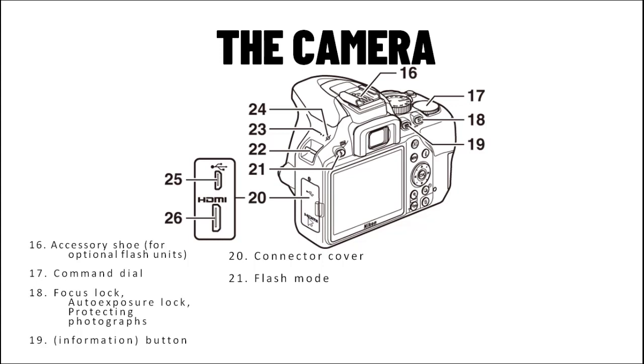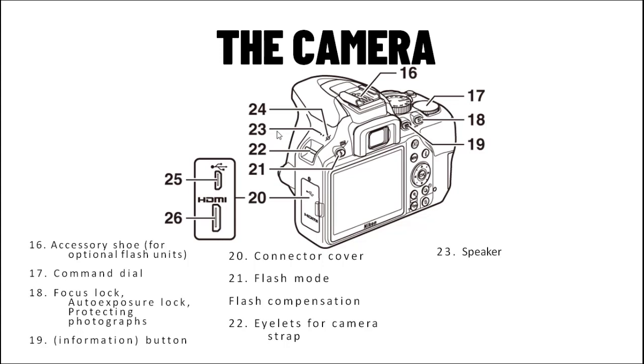We have the flash mode, number 21. You can change your various flash modes here, from TTL to several other flash modes, and it also has the flash compensation button. Now we have number 22. Number 22 is our eyelets for camera strap. Now you use this very spot, and the other one is around here, to tie your camera strap.